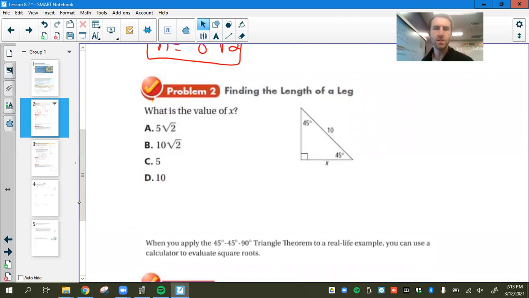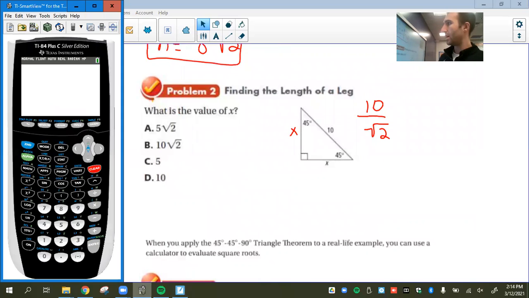Okay, let's try to challenge you. Finding the length of a leg. What is the value of x? Pause, see if you can do this one on your own. All right, so really all we're doing here is we're taking the length of the leg. Okay, we understand they're the same. The length of the hypotenuse is root 2 times that length of the leg. So to go from the hypotenuse to a leg, all we need to do is take our hypotenuse and divide it by root 2. All right, and we see that 10 divided by root 2 is 7.07.